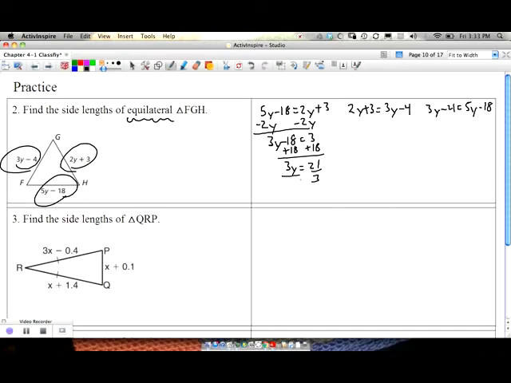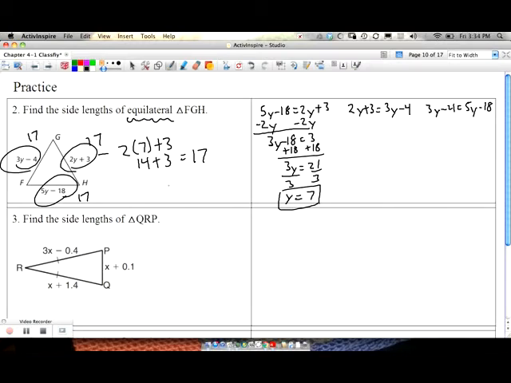I'm going to plug it in. Let's do this first one here. 2 times 7 plus 3. That's 14 plus 3. That equals 17. So guess what? This one's 17, this one's 17, and the last one as well is 17. They're all the same because it's equilateral.